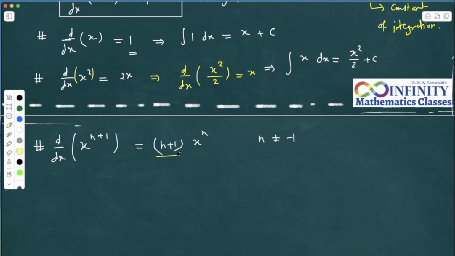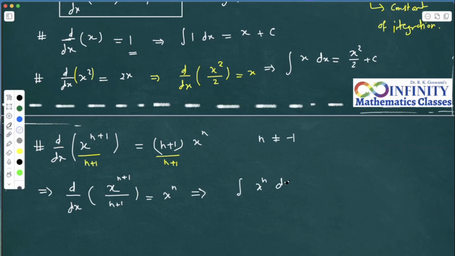If you allow me, I wish to divide both sides by n plus 1. In integration and differentiation, you can divide and multiply with a constant on both sides without any issue. A constant hardly changes anything in differentiation and integration. So if I ask you what is the derivative of x power n plus 1 divided by n plus 1, your answer will be x power n. And now I use the antiderivative term. What is going to be the integration of x power n? The answer should be x power n plus 1 divided by n plus 1.